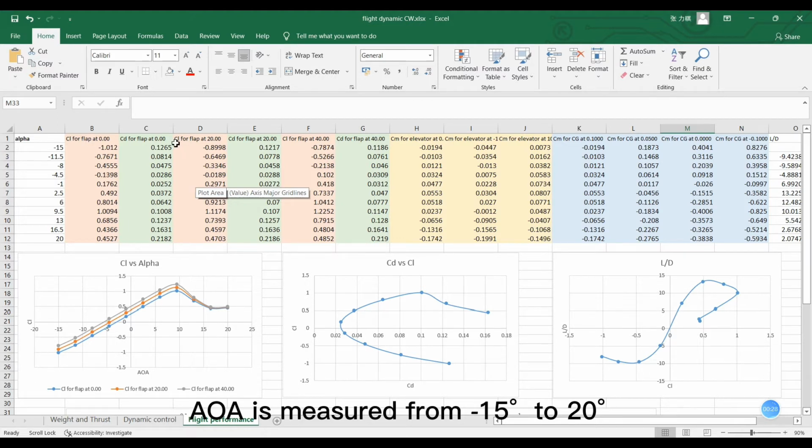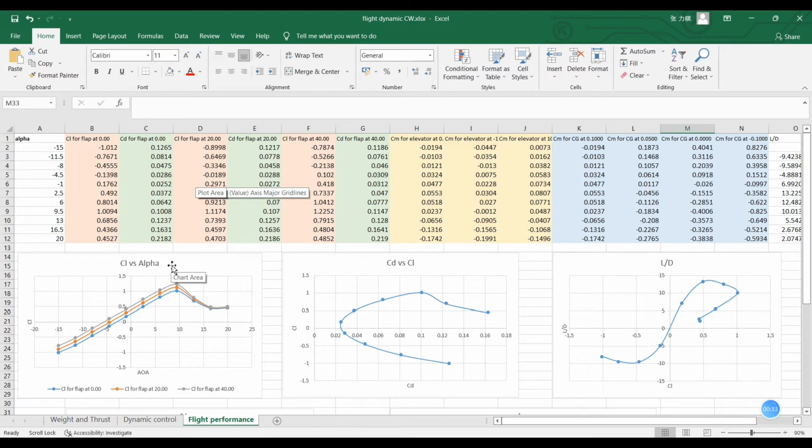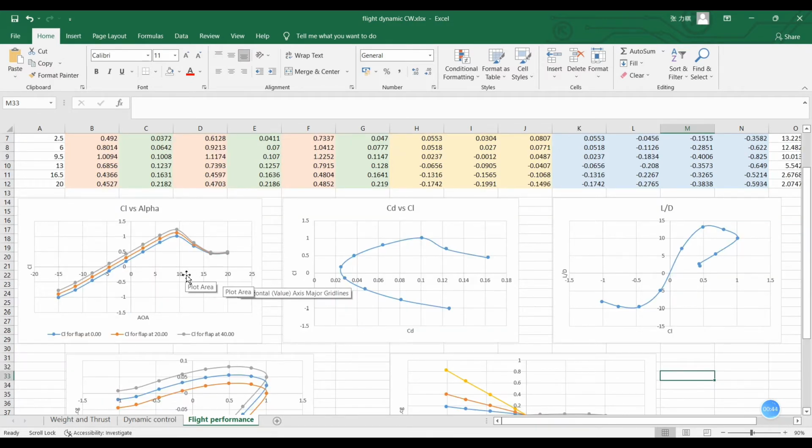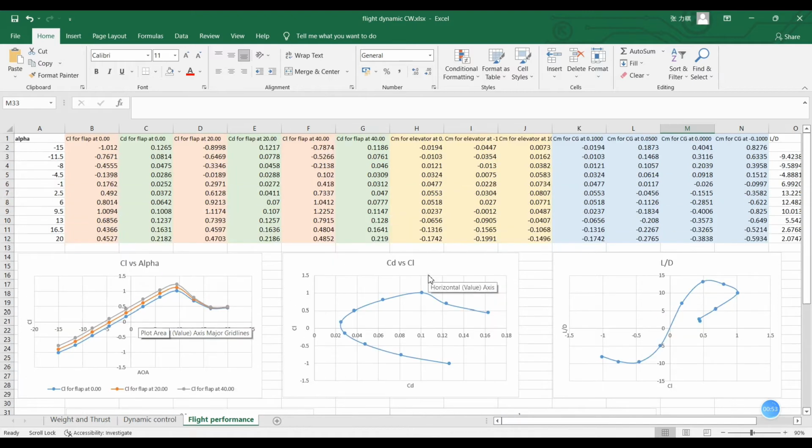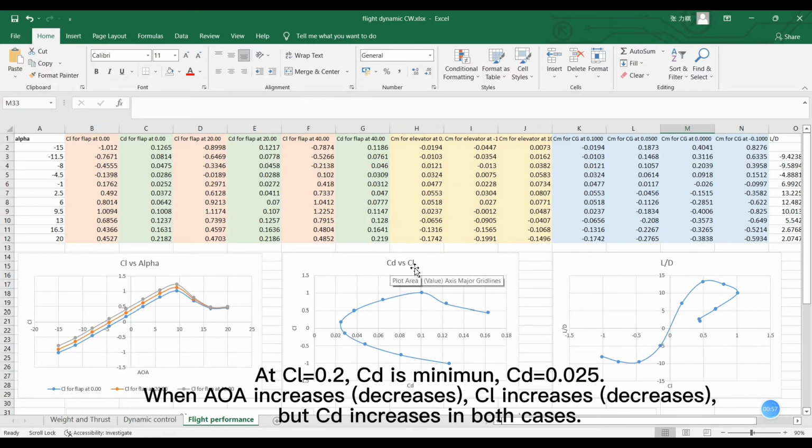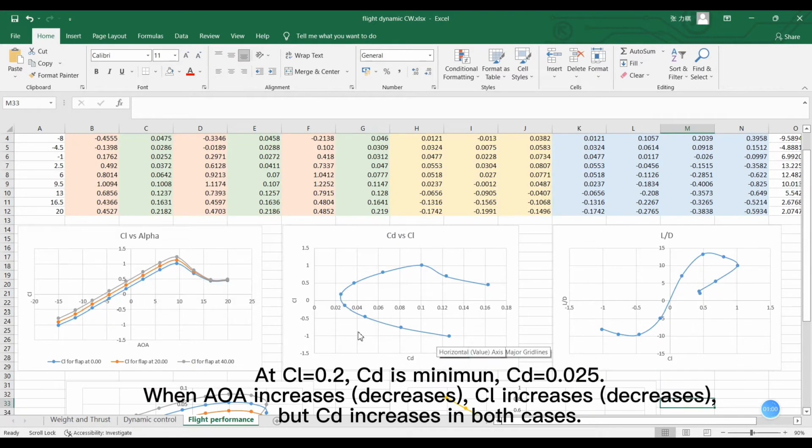In the red column is the lift coefficient versus the angle of attack. The x-axis is the angle of attack and the y-axis is the lift coefficient. The maximum lift coefficient occurs at an angle of attack of approximately 9 or 10 degrees. And the graph of drag coefficient versus lift coefficient is plotted inversely, but should be okay.